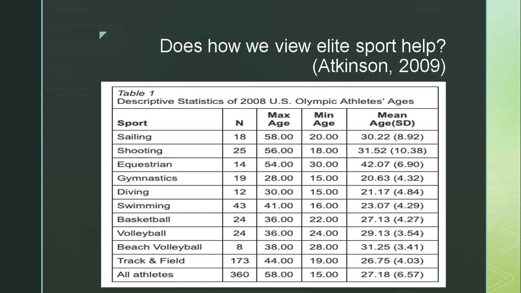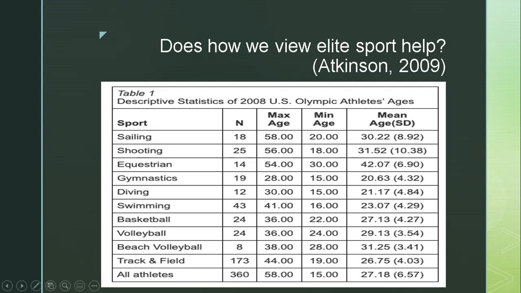But if we view elite sport differently, we might view elderly people differently to a degree. So let's look at the 2008 US Olympic athletes' ages. This isn't necessarily broadly across all of the Olympics or across all of elite sport, but obviously the US finished first in the Olympic medal table in 2008. So it's a useful table to look at.